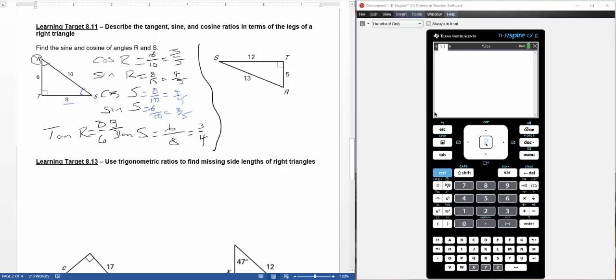Okay. Play the same game over here. We'll find the sine, cosine, and we'll throw in tangent. Why not? Of each of these two acute angles. So just as before, how about the sine of R and the cosine of R? And how about the tangent of R?